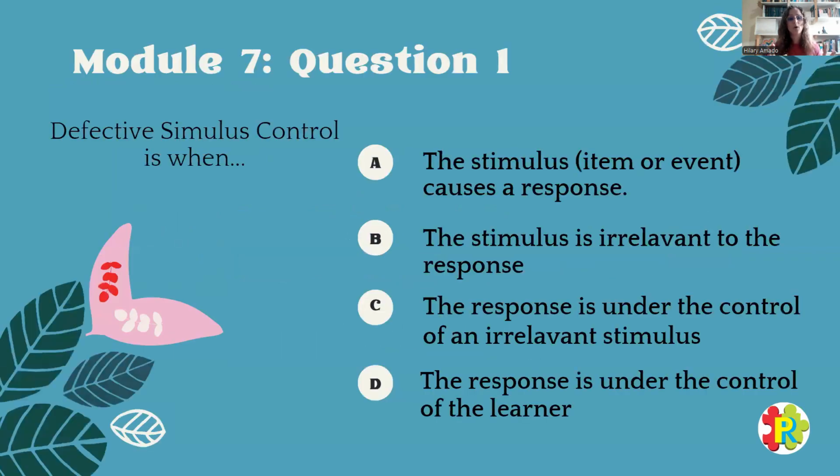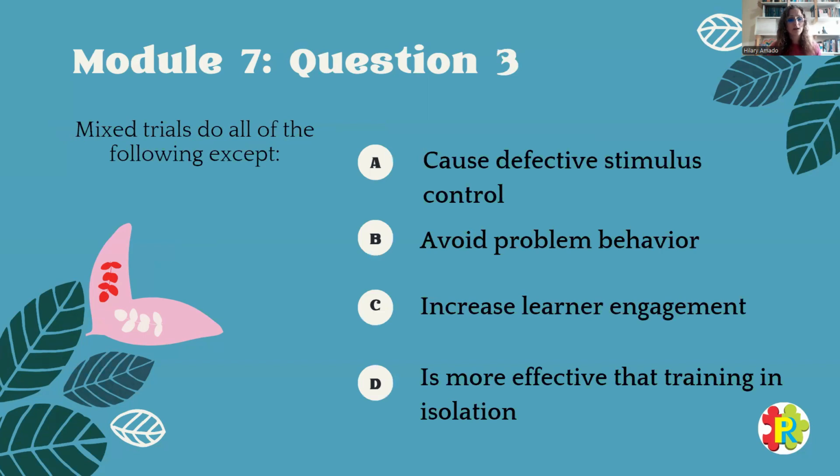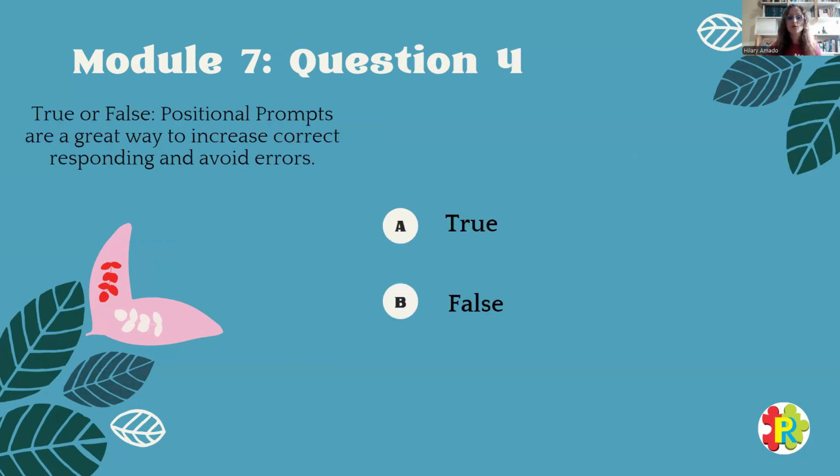Okay, here's Module 7, question 1. Defective stimulus control is when? Question 2, again, if you need to pause the video, feel free. What does it mean to use mixed trials? Question 3, mixed trials do all of the following except. Question 4, true or false? Positional prompts are a great way to increase correct responding and avoid errors.